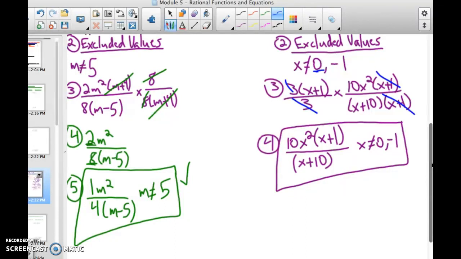I flip them because of standard form. Highest power first. So 10x squared times x plus 1 is left on top. And then on the bottom, I only have an x plus 10 left over. Alright? So my final answer I wrote in simplified form. And my excluded values I included as well. And that is what you should have gotten. If you did not, please raise your hand and I will come check your work. Thank you so much for watching.